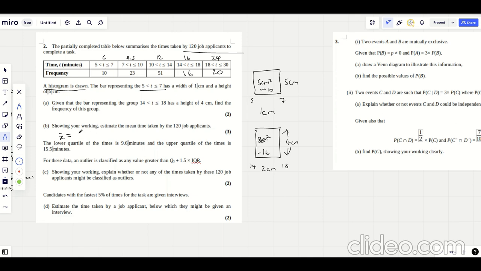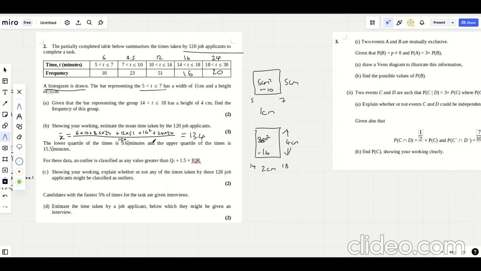Yeah, so we're going to need to be doing 6 times 10 plus, you need to show all of this, 8.5 times 23 plus 12 times 51 plus 16 squared plus 24 times 20. And then we're going to be dividing all of that by the sum of the frequency, which is 120. And that comes to, it's easy to make careless errors on this, but try not to. But it should come to 13.4 to 1 decimal place.